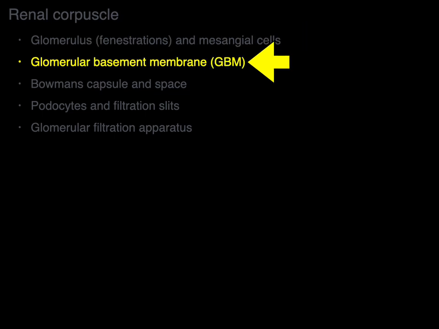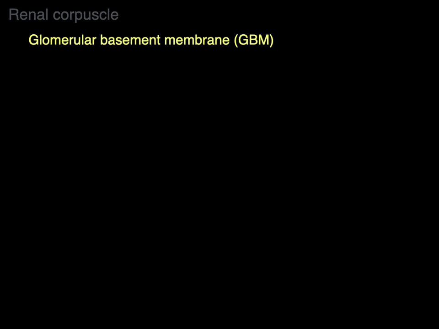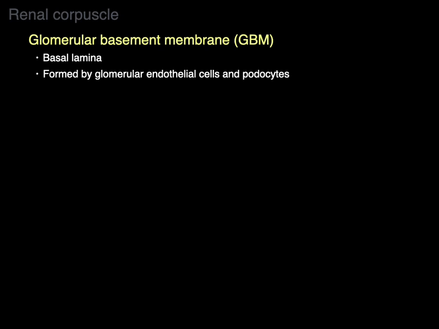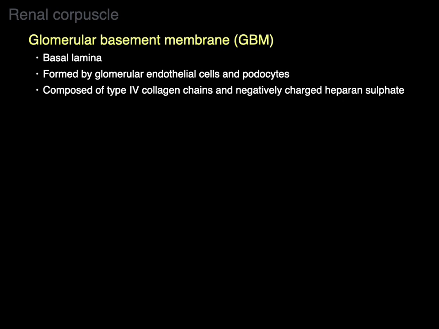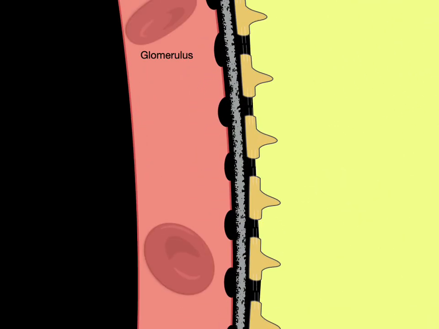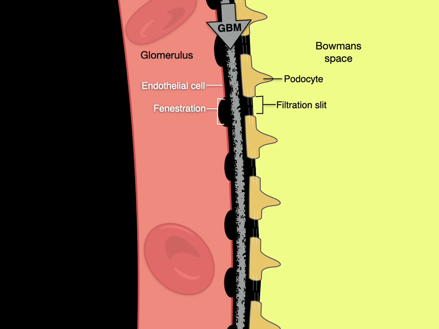Next, we'll talk about the glomerular basement membrane in the renal corpuscle. So the glomerular basement membrane is the basal lamina. It's formed by both the glomerular endothelial cells and podocytes, which we'll talk about in a second. And it's composed of type 4 collagen chains and negatively charged heparan sulfate. So we zoom in on this and we see the glomerulus with that little schematic is an endothelial cell, and that's a fenestration. Here's Bowman's space with a podocyte with the filtration slit opened there. And there is the shared glomerular basement membrane in gray. So plasma filters through the fenestration, basement membrane, and filtration slit into Bowman's space where it becomes filtrate.